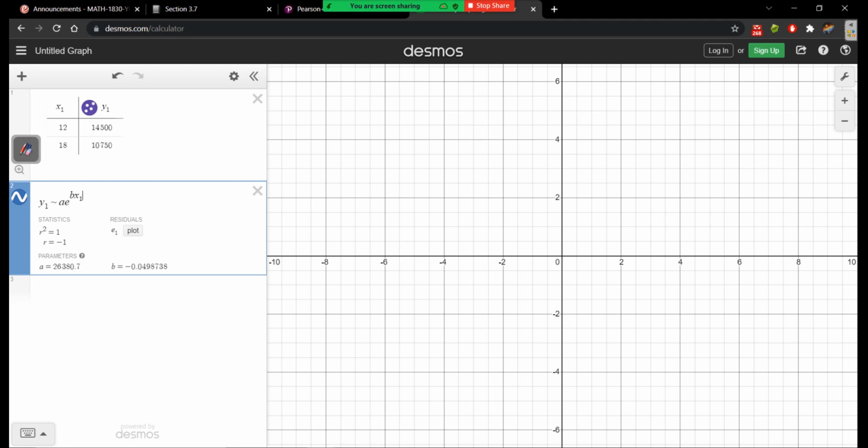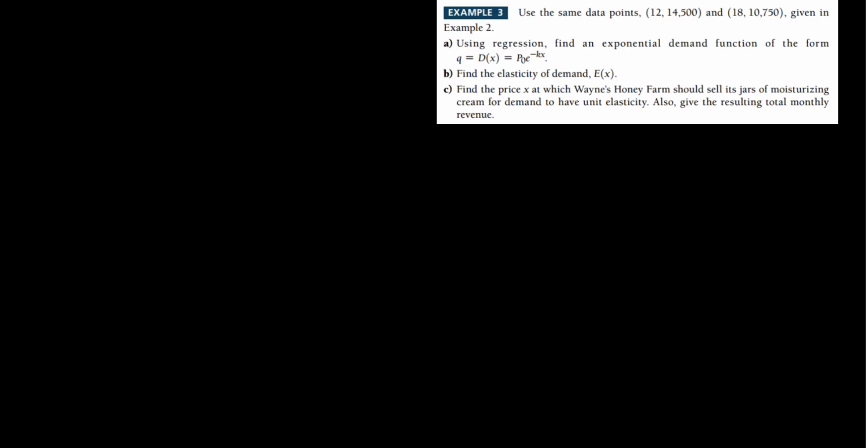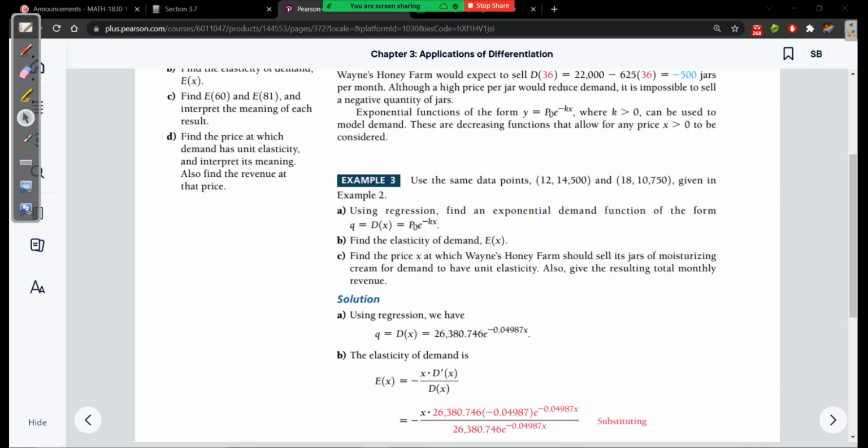So we have A is equal to 26,380.7. Instead of memorizing it, let's just go ahead and snip this for us. Yeah, let's go ahead and snip that part.